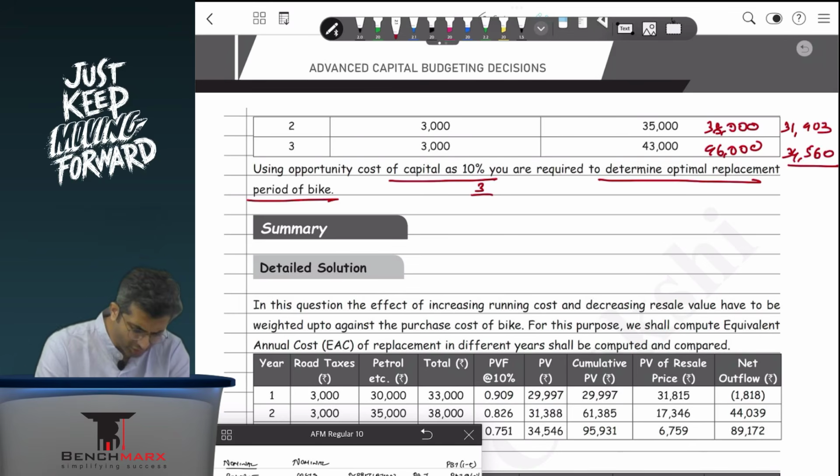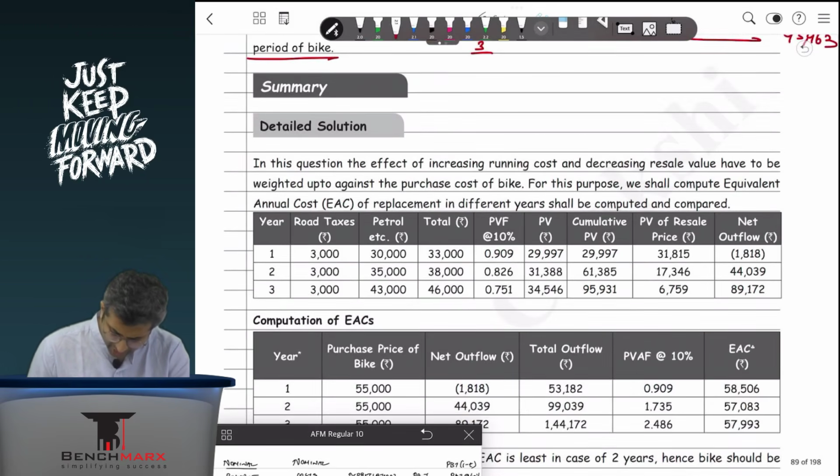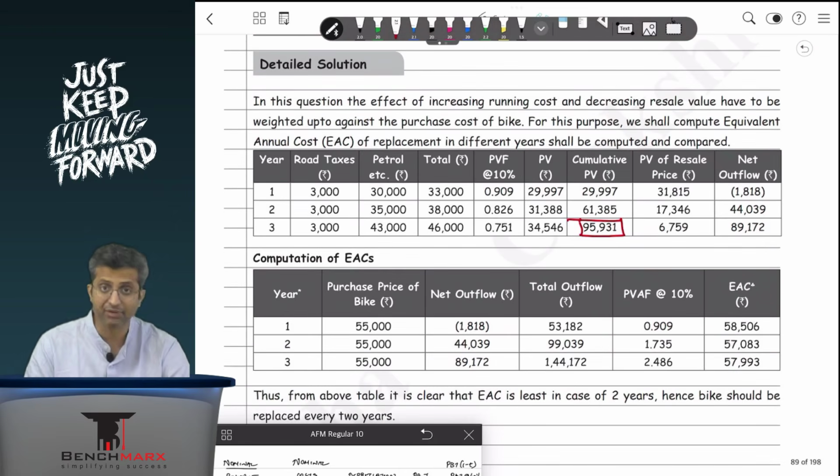34,560. So if I were to total all of this, maybe I get 95,963. So I'm trying to say that this is my total cash flow, cumulative 95,000 and something. Okay, now if I want to find that if I run it for 3 years, what I will have is the purchase cost of the bike plus 95,000 of cumulative cash outflows.